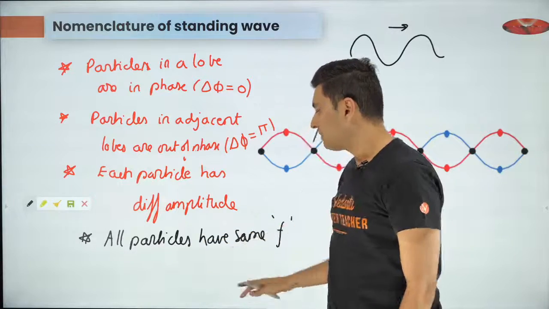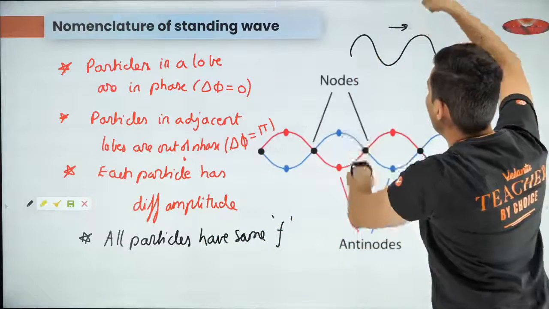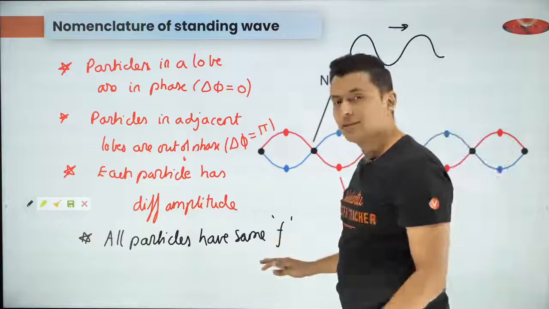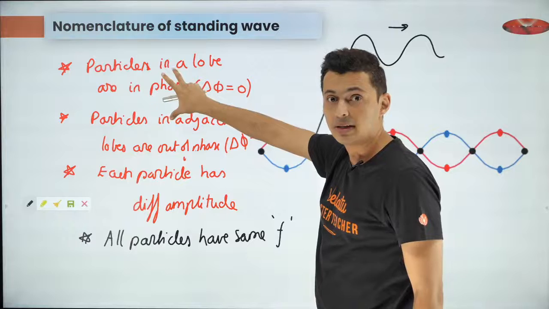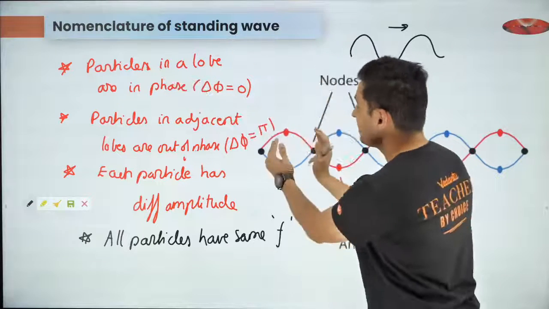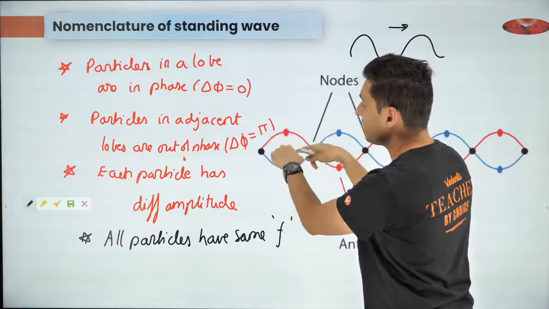The only point which is similar is all the particles will go up and down at the same time, so they have the same frequency. That's the only point common. And about these 2 pointers out here, remember, for particles in a lobe, the phase difference is 0.